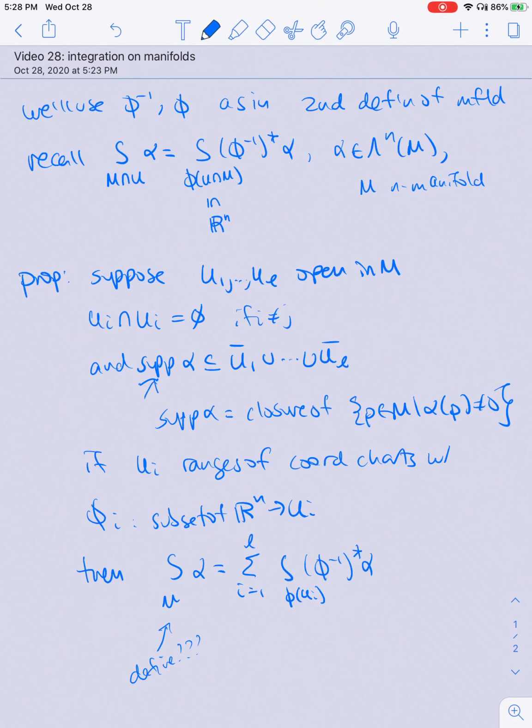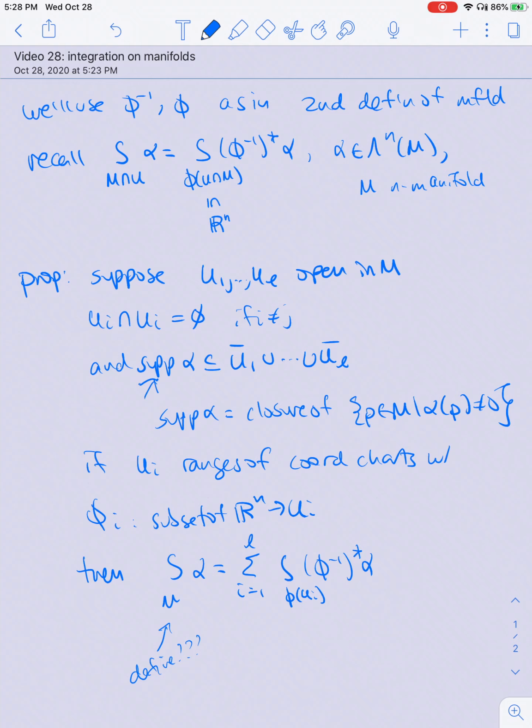This proposition is something I wanted to show you first, because this is how we're actually going to integrate most forms over manifolds. The proof will become clear once we define how to integrate forms in general. This is how we're actually going to integrate most forms, because the actual definition of how to integrate a form in general is too complicated to use in practice.